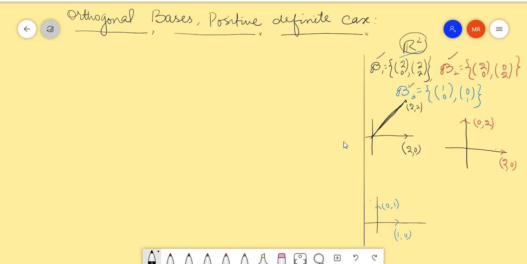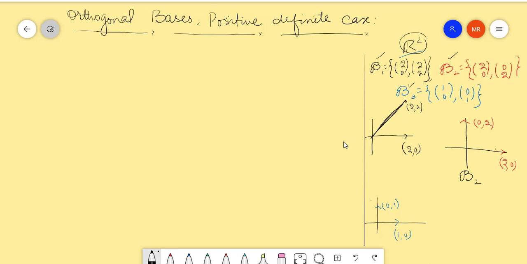In beta 1, we have two vectors (2, 0) and (2, 2). In beta 2, we have (2, 0) and (0, 2). And in beta 3, we have (1, 0) and (0, 1). If we plot the vectors of these bases, we notice that in beta 2, we have an additional feature. That is, the vectors of beta 2 are perpendicular to each other.